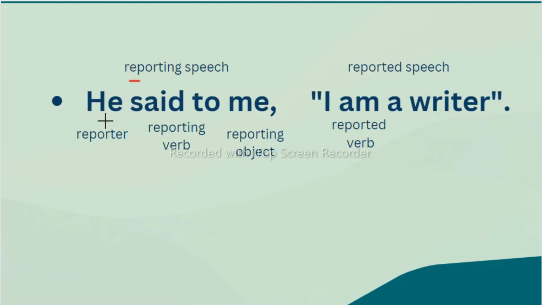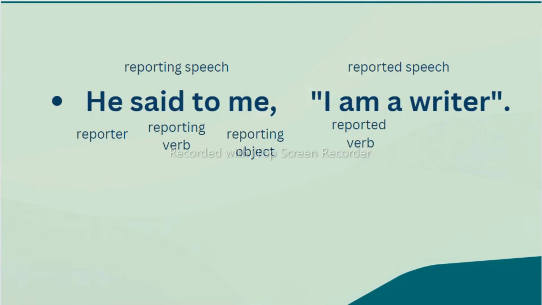The first one, "he", is called the reporter, because we are reporting the words that the reporter said. So this is called the reporting subject, and the first verb is called the reporting verb in the reporting speech, and this is the reporting object. Now the verb after the inverted commas is called the reported verb. Based on this reported verb, we will change our indirect speech. Like if it is in present, we will change to past, and if it is in past continuous, we will change to something else. We'll see all the rules in detail.